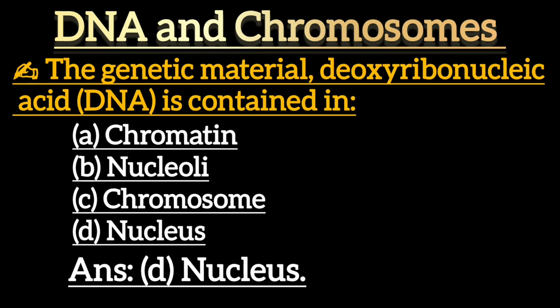Next one is the genetic material deoxyribonucleic acid DNA is contained in option A chromatin, option B nucleoli, option C chromosome, option D nucleus. Correct answer is option D nucleus.